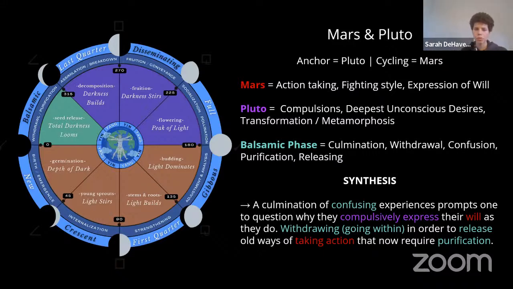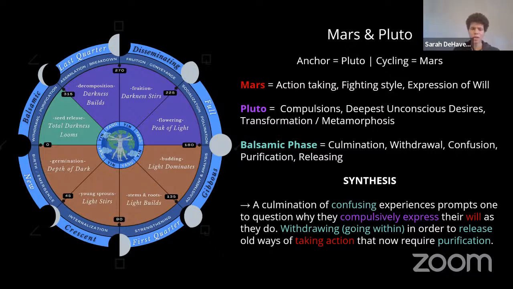So Mars and Pluto, balsamic phase. Keywords again: culmination, withdrawal, confusion, purification, and releasing. Synthesis of Mars and Pluto could look like this, as one example. A culmination of confusing experiences prompts one to question why they compulsively express their will as they do. Withdrawing, going within, in order to release old ways of taking action that now require purification.